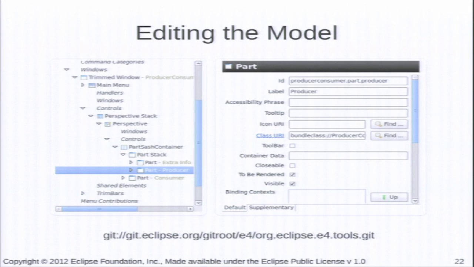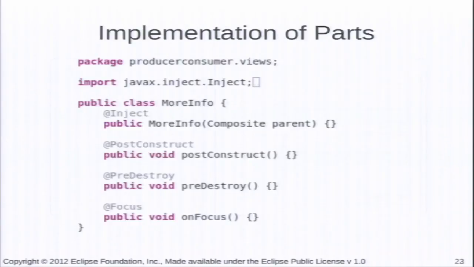The class URI is the implementation of this. How does this view get rendered on the screen? How do I create the contents of it? And then there's some other things. Is it closable? Will it be rendered? Is it visible? Does it have a toolbar? And then there's some other things that, honestly, I don't understand. I'm still experimenting with some of those other things.